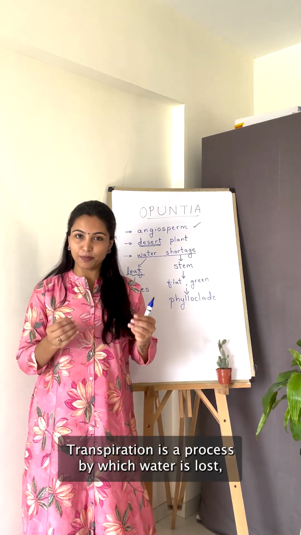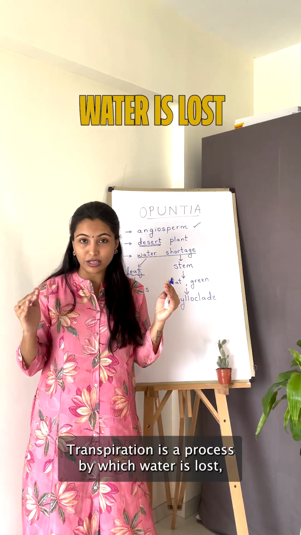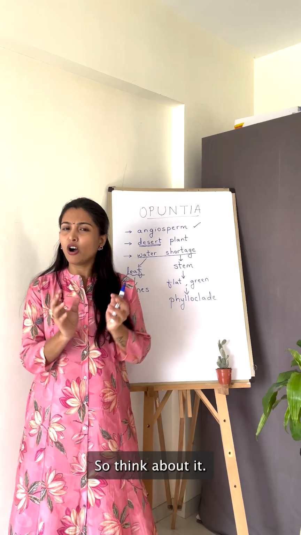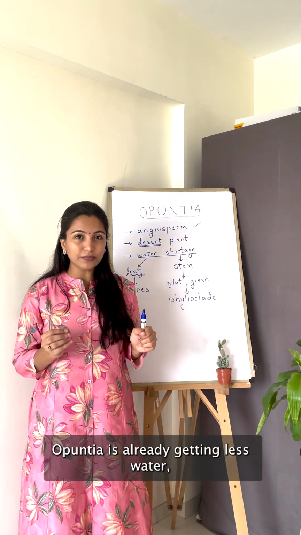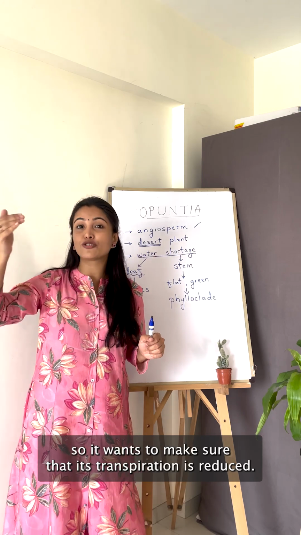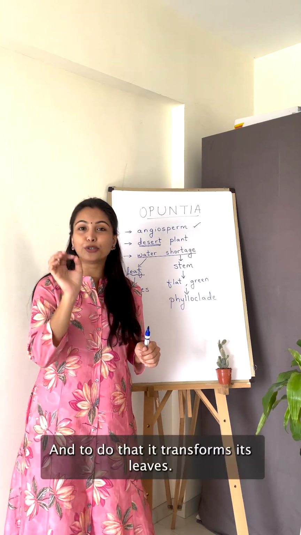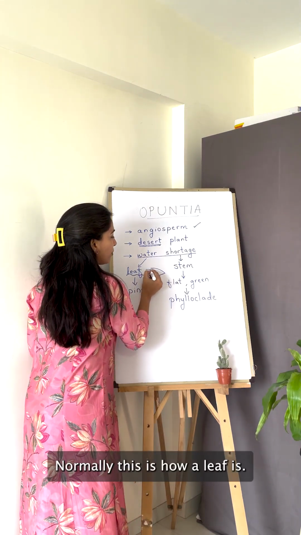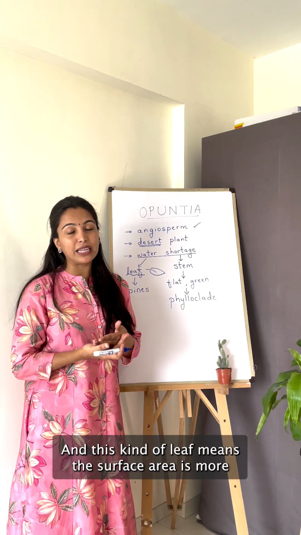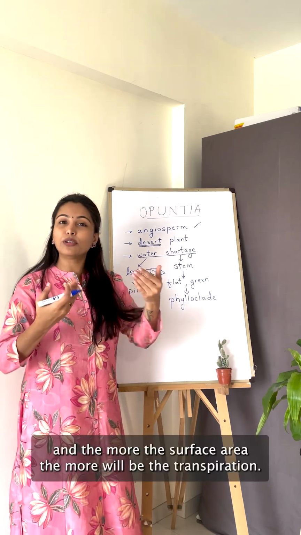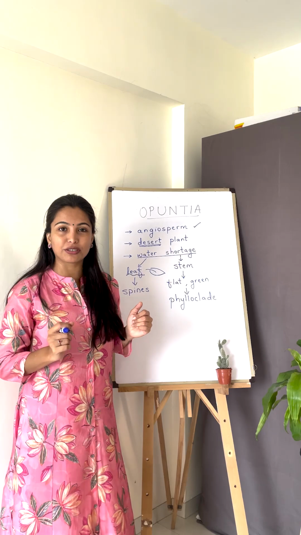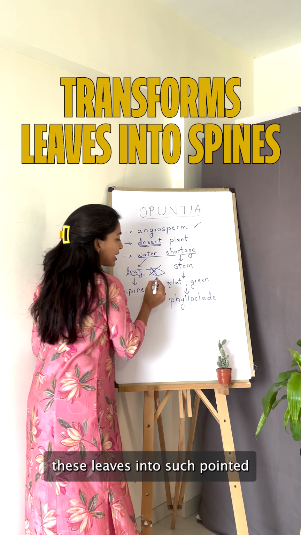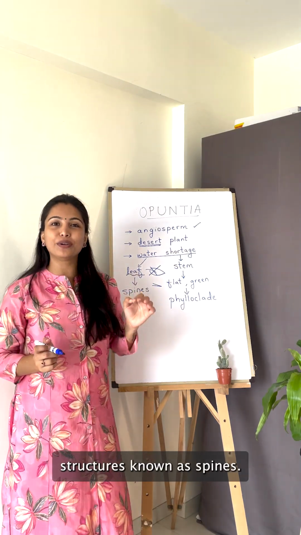Students, transpiration is a process by which water is lost in the form of vapor through the aerial parts. So think about it. Opuntia is already getting less water, so it wants to make sure that its transpiration is reduced, and to do that, it transforms its leaves. Let's see. Normally, this is how a leaf is, and this kind of leaf means the surface area is more, and the more the surface area, the more will be the transpiration. So basically, to reduce the transpiration, it transforms these leaves into such pointed structures known as spines.